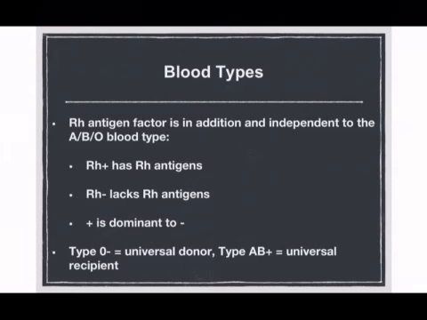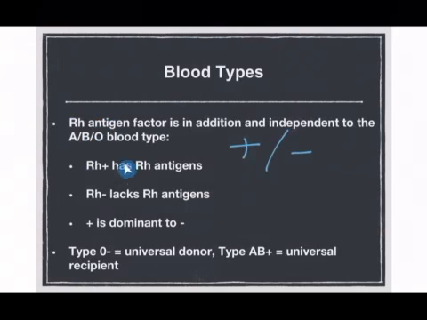Okay. Blood types. Our blood also has something called the Rh antigen, or what we call the Rh factor. This is in addition to and independent of the ABO blood types. So this is what gives us the positive and negative blood type, right? So A positive, O negative, those things. It comes from the Rh factor.